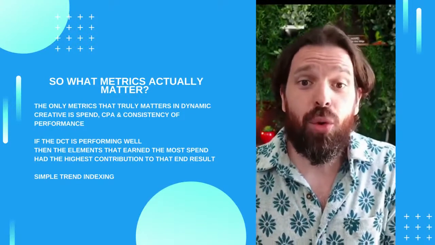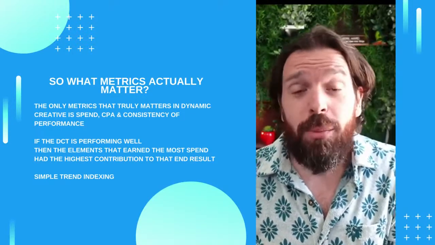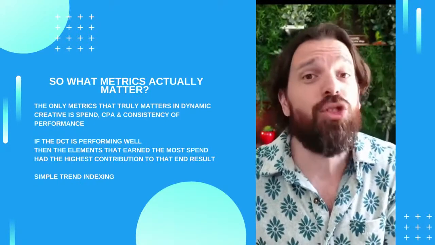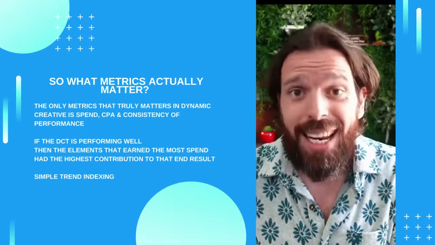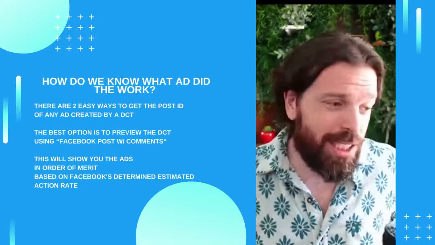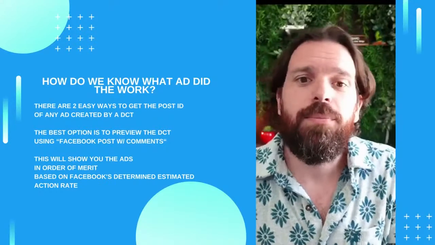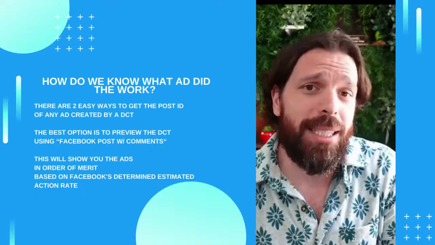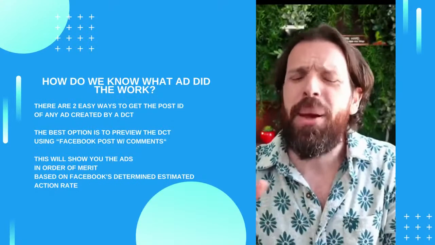We call this trend indexing. And when you limit the amount of choices and you have high confidence in the data, it becomes extremely simple trend indexing. How do we know what ad did all the work? What's the winner? Well, there are two easy ways to get the post ID of any ad created by a DCT. Let's start off with the best option.